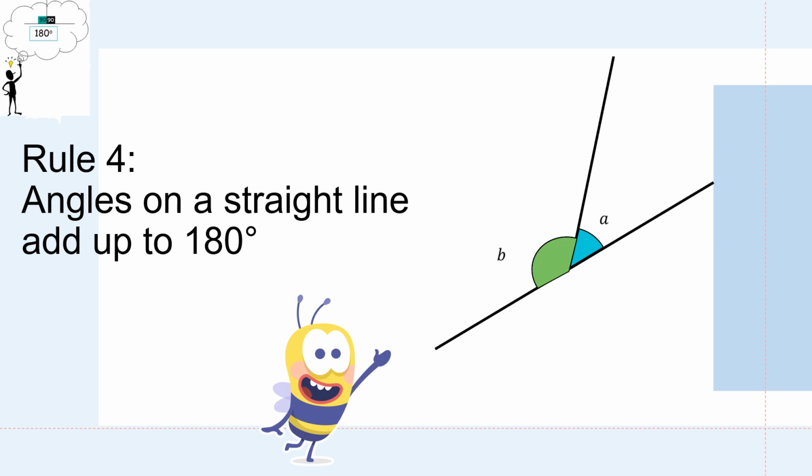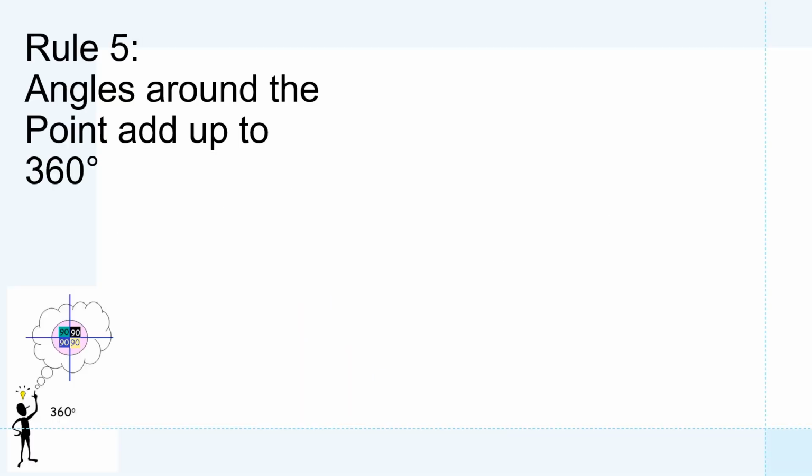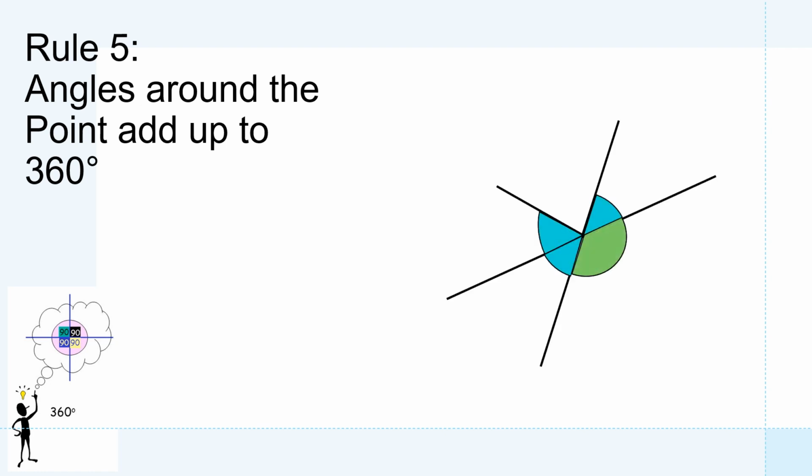Rule 5 says that angles around a point always add up to 360 degrees. So these are my angles given. Okay, and now how am I going to spot that?